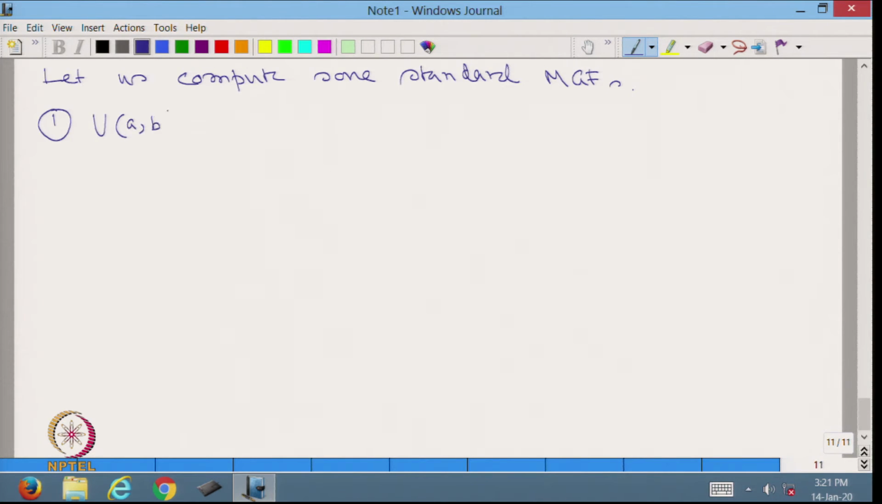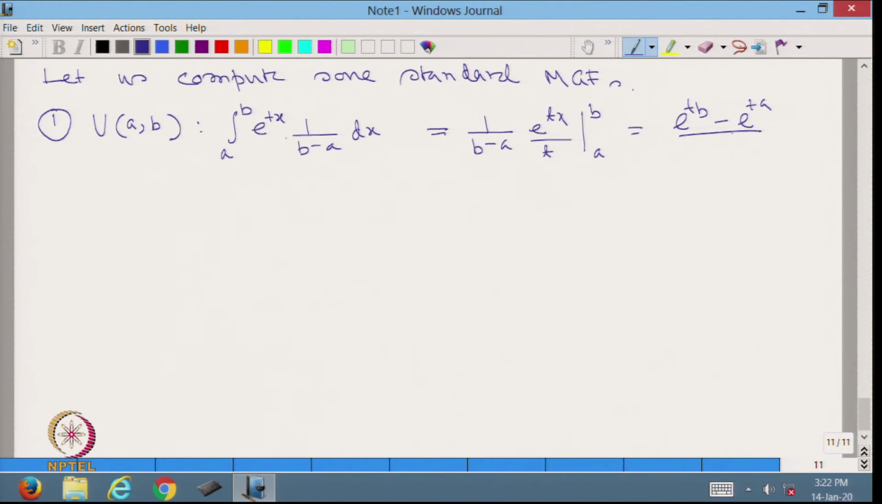Uniform a, b. Therefore, we are looking at the integration from a to b of e to the power t x into 1 upon b minus a dx, because we are looking at the expectation of e to the power t x, which is equal to 1 upon b minus a into e to the power t x upon t from b to a, which is e to the power t b minus e to the power t a upon t into b minus a, where t is not equal to 0.